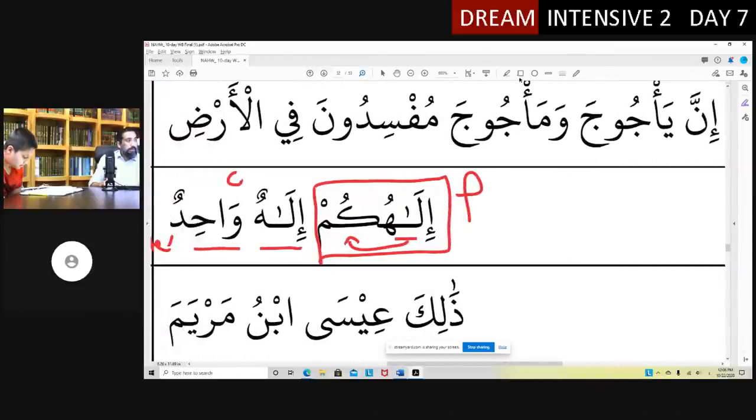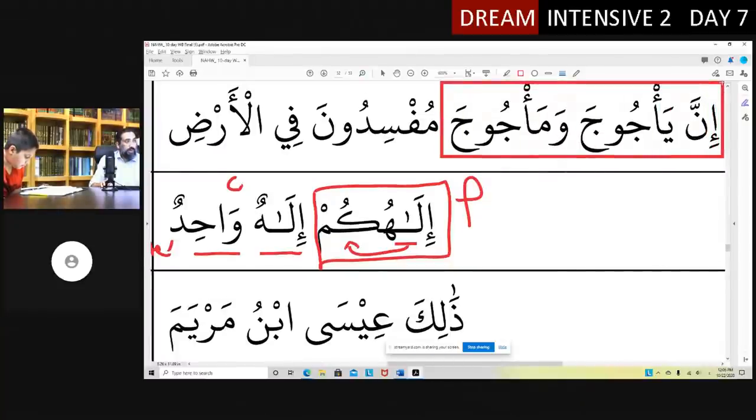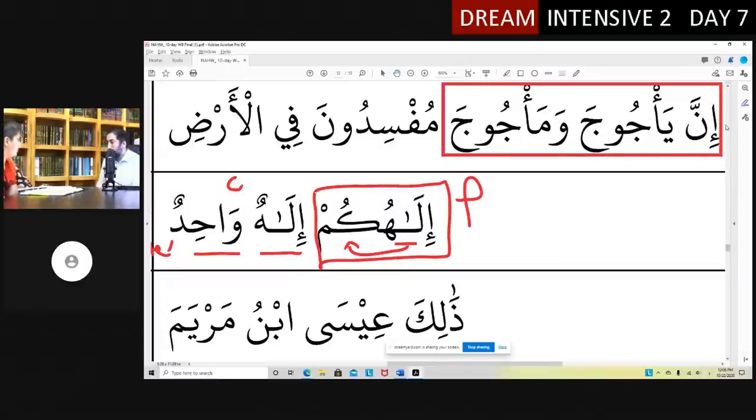Inna Ya'juja wa Ma'juja. Gog and Magog. That's a biblical name for them. Inna is a harf of nasab. And what did I say about wa? It can carry the effect over. So Ya'juja became nasab, and Ma'juja also became nasab. So that's all one big fragment, connected with the and. We'll think of it as one big fragment. So the victim of inna here is basically the whole thing, Ya'juj wa Ma'juj.